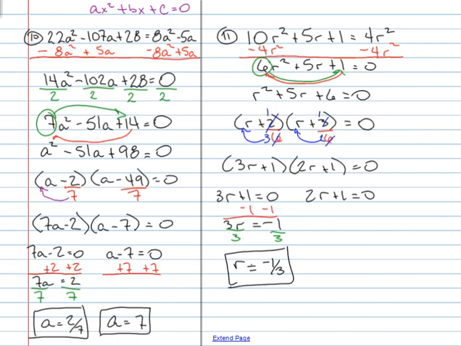Yep. To find the other 50%, we're going to go through and subtract 1, subtract 1. 2r is equal to negative 1. I divide both sides by 2. And I see that r is equal to negative 1/2. I now have 100% of my solution.